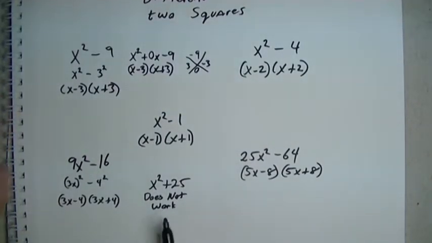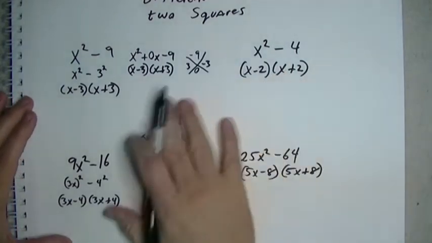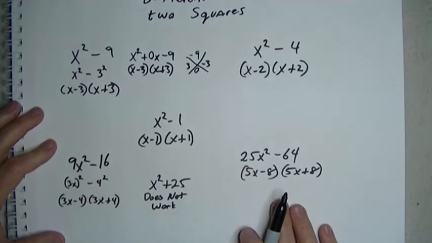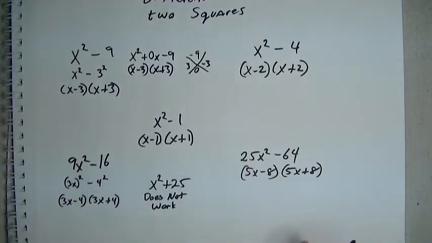In the next lesson, we're going to talk about cubes. And we're going to talk about the difference and the sum of two cubes. And there you can actually do both. You can do the difference and the sum. But when it comes to squares, there's only a quick and easy shortcut method for the difference of two squares. Okay? So that's all for this lesson.